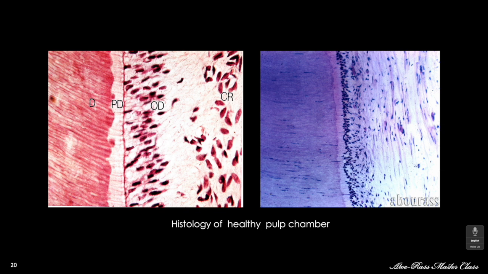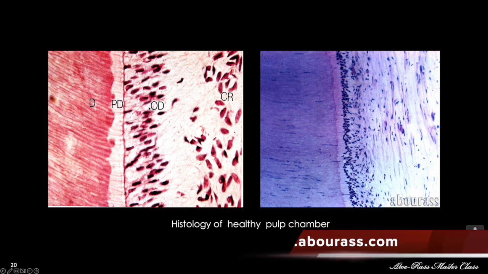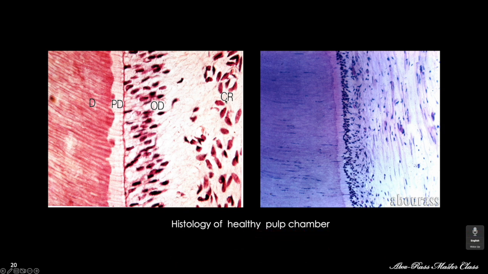The classic: the dentin, the predentin, the odontoblastic layer, highly specialized cells, rare cells. Once they go, they never come back. And then this cell-rich zone. With that, you have the neural plexus and the vascular plexus. And then, of course, in all of this stroma, you have the connective tissue.